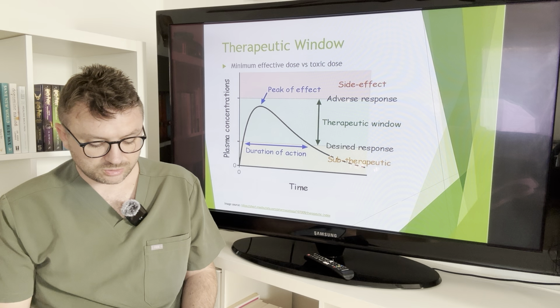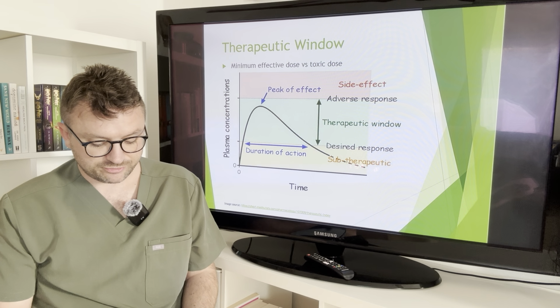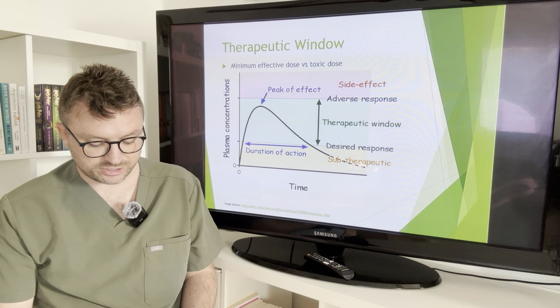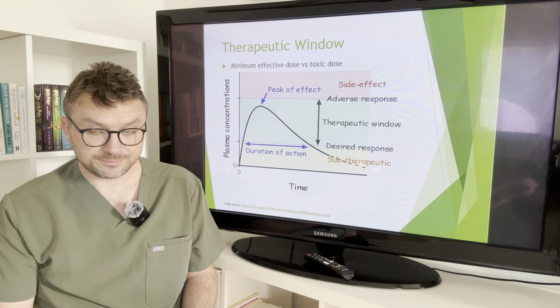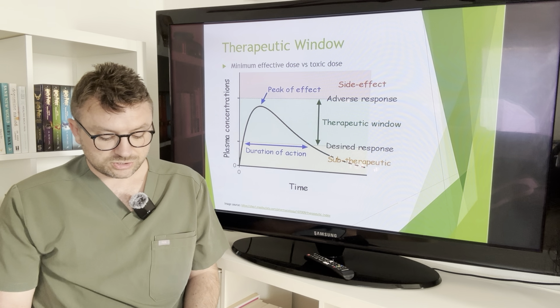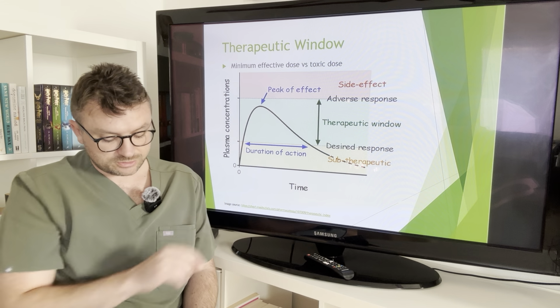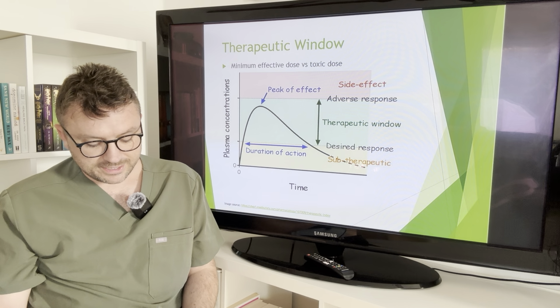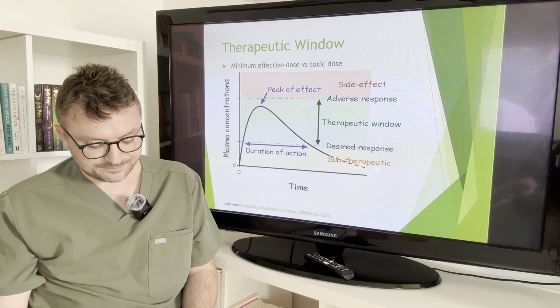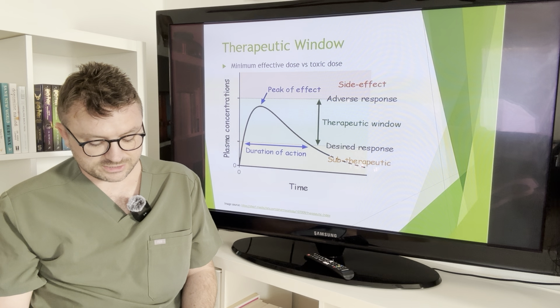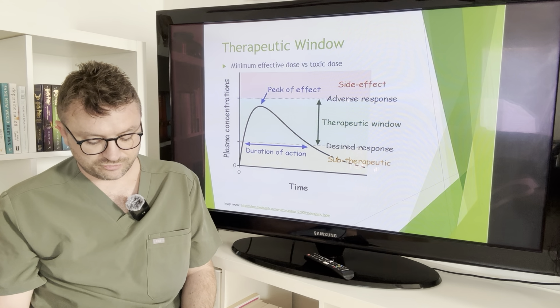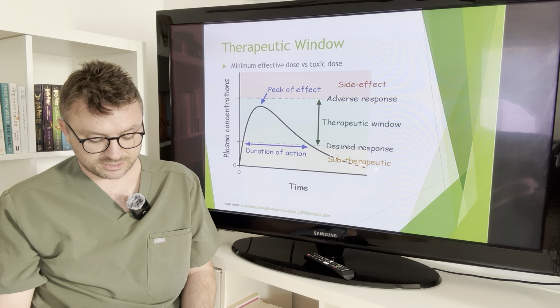Another important pharmacological concept is the therapeutic window. The therapeutic window refers to the range of drug concentrations between the minimum effective concentration and the concentration at which toxicity begins to occur. If the concentration is below the therapeutic window, seen on the screen, the medicine may not provide sufficient benefit. If the concentration rises above the therapeutic window, harmful side effects or toxic effects may occur.